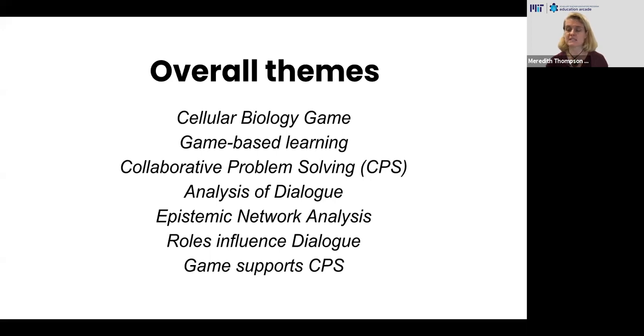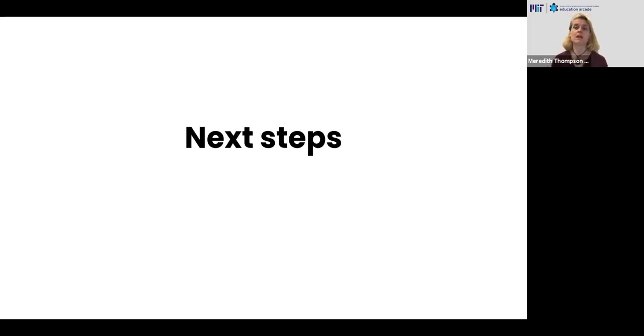Again, the overall themes here are that it's a cellular biology game. It's game-based learning, and we're looking at the collaborative problem-solving process. We analyze dialogue using epistemic network analysis. We found that roles influence dialogue and that the game does support collaborative problem-solving. Our next steps are to continue to look at collaborative problem-solving, and spatial knowledge is our next area.